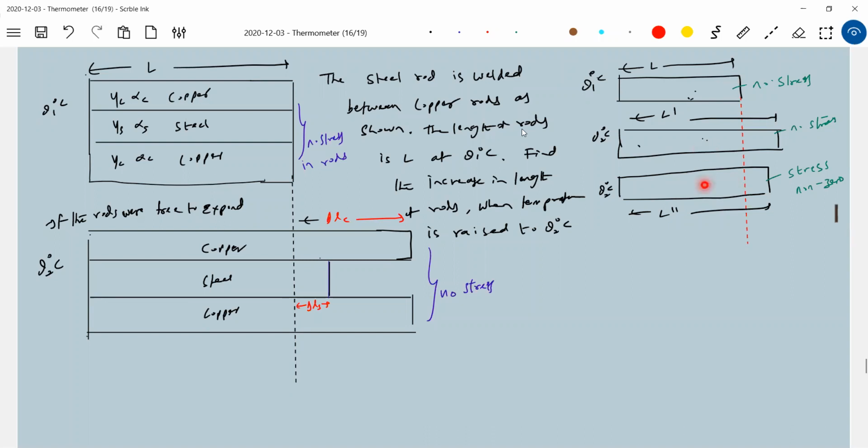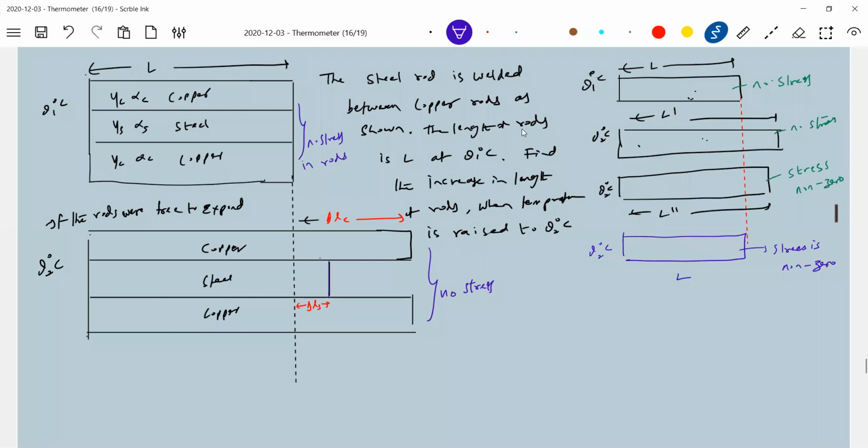Here, zero stress, because again at natural length there will be no stress. But here at theta 2 degrees, what should have been the length? Length should have been L dash, but you are making L double dash. There'll be stress. No, sir, I will make the rod only L. No, at theta 2 degrees Celsius, the length of the rod should have been L dash. But you are compressing it by this much of amount. So again, stress will be non-zero. So what is the idea of the problem? At a given temperature, if the rod is not at its natural length, stress in it will be non-zero.